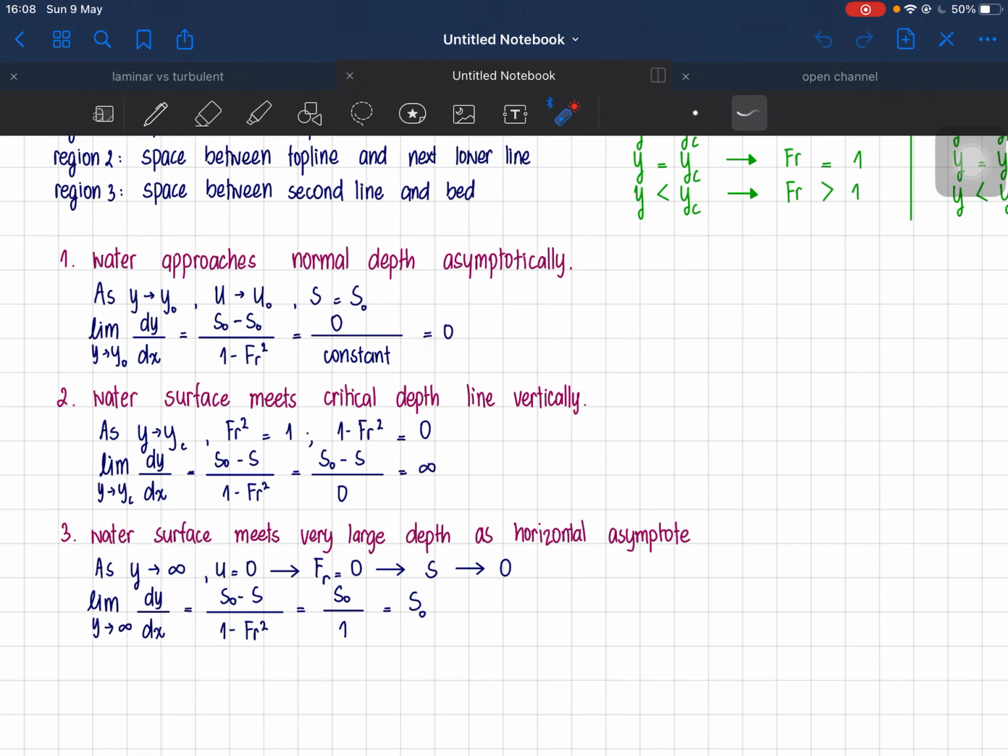I'm trying to talk as fast as possible so that we can go to the example quickly. For this one, it's also the same. But if the lower part here is 0, we get infinity. But if the top part here is 0, it's 0. And for S0 over 1, because Fr is already 0, 1 minus 0 is 1, so we get S0.